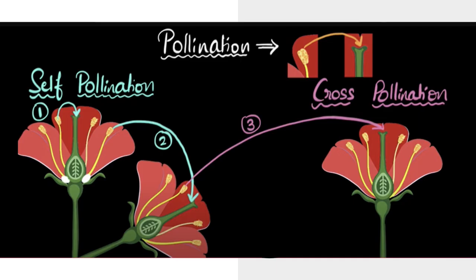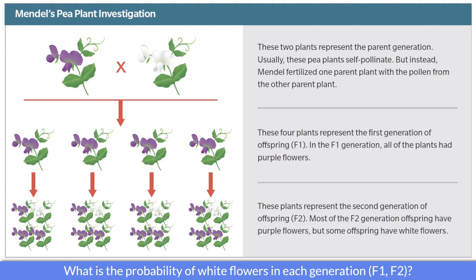Let's say the word pollinate. Pollinate, okay? We call this process pollinate because the stuff is called pollen. And then he grew them. And guess what happened?